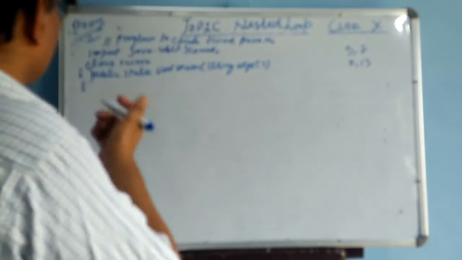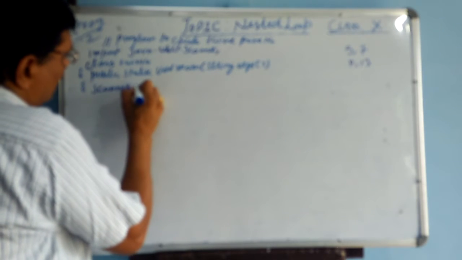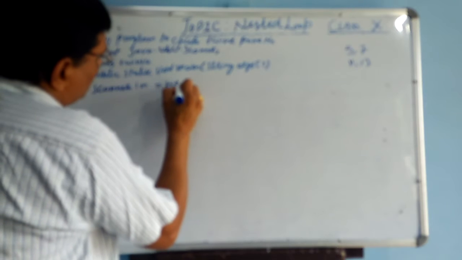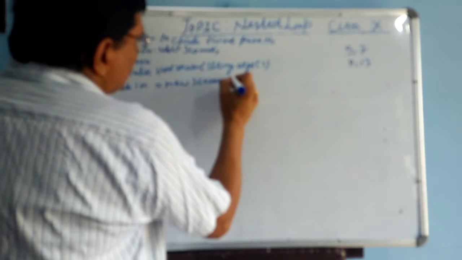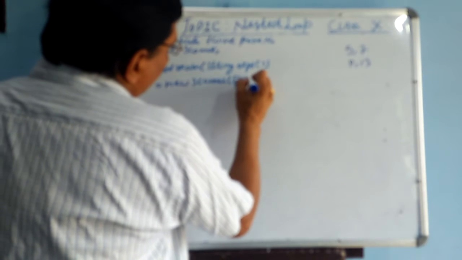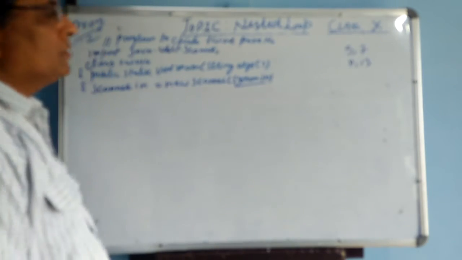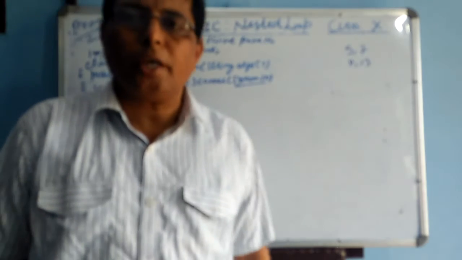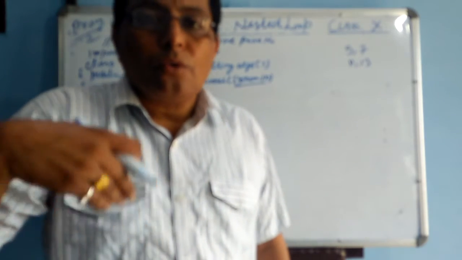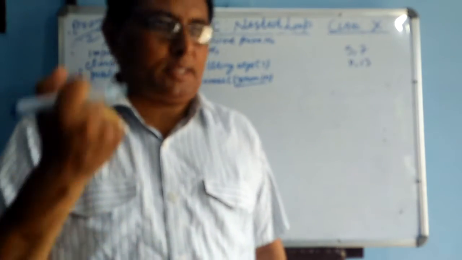Okay, Scanner function, you know, Scanner in = new Scanner(System.in). You know what is the function of System.in? It will accept the value from the keyboard. Okay, now we have to use the output statement for giving the numbers.